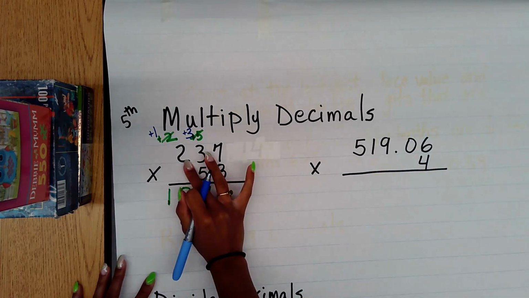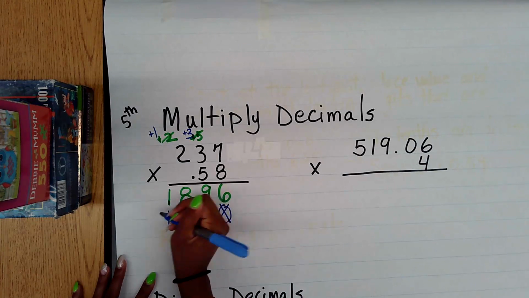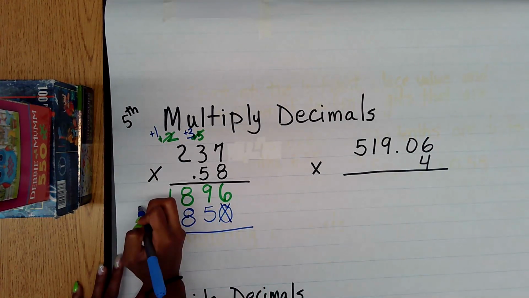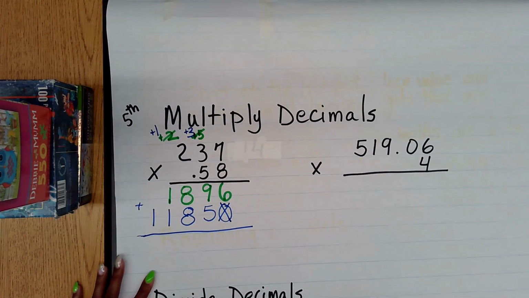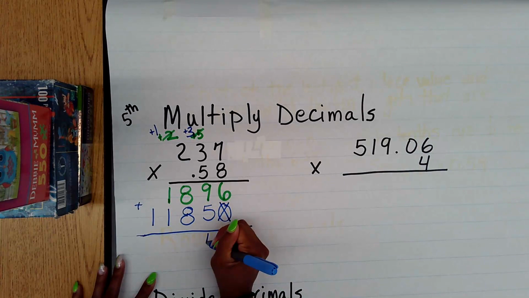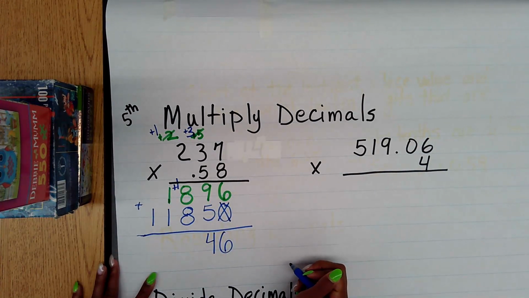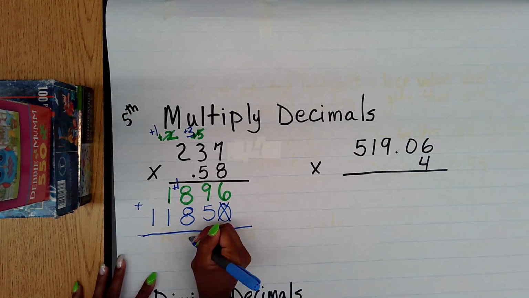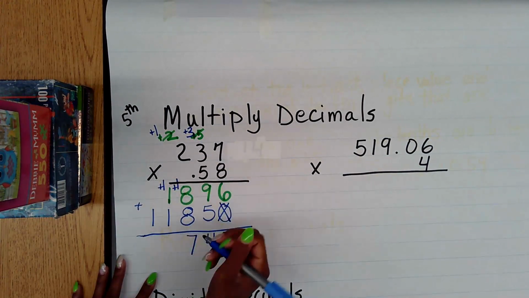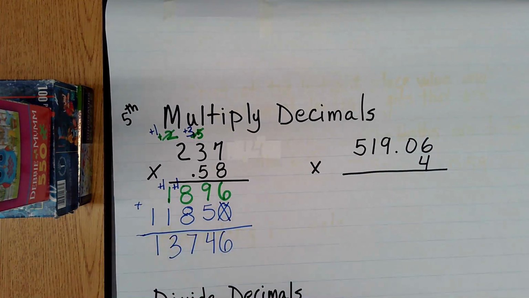5 times 2 is 10. Plus 1 is 11. No other numbers. Drop the whole 11. And then I'm going to add these two together. 6 plus 0 is 6. 9 plus 5 is 14. Carry my 1. My 8 plus 8 is 16, plus 1 is 17. 1 plus 1 is 2, plus my other 1 is 3, and then I have 1 plus 0.